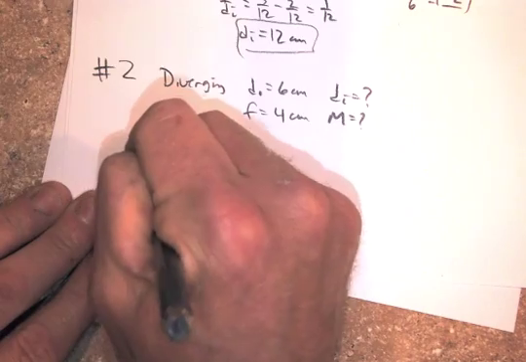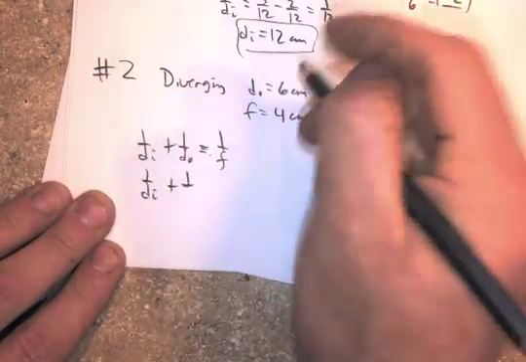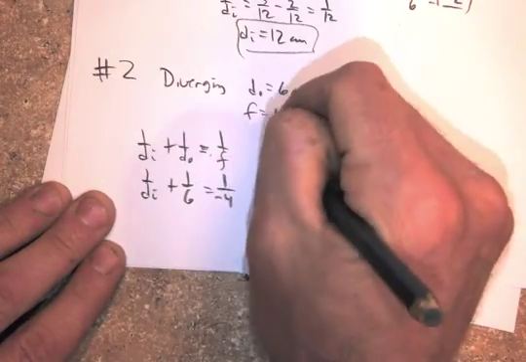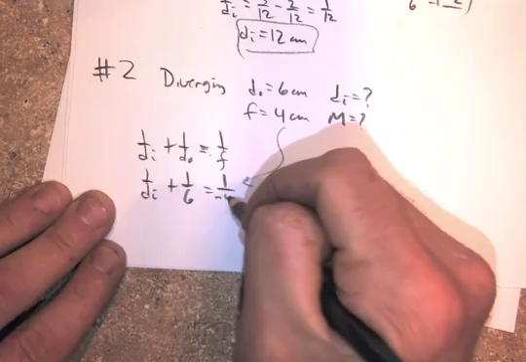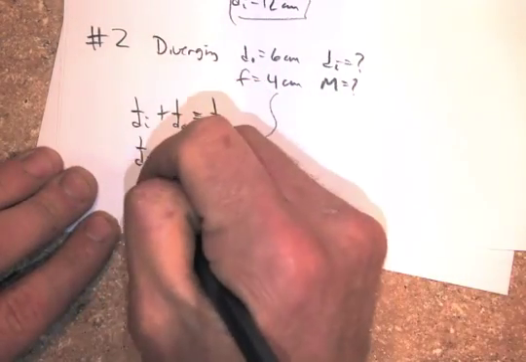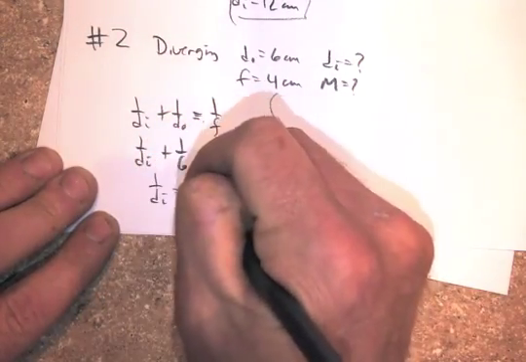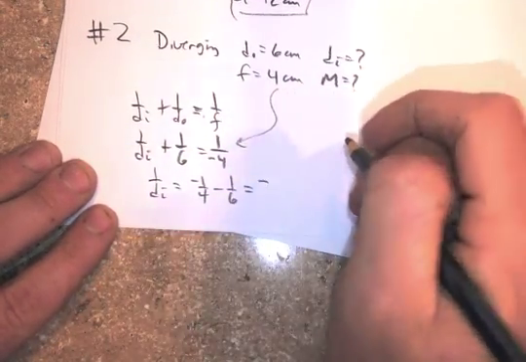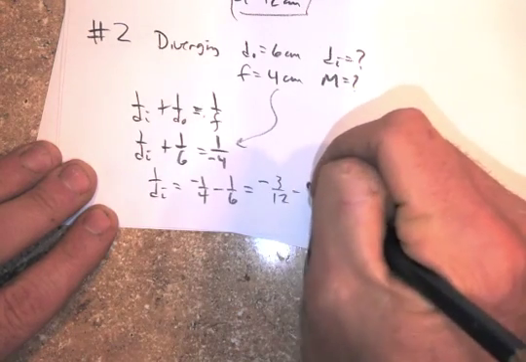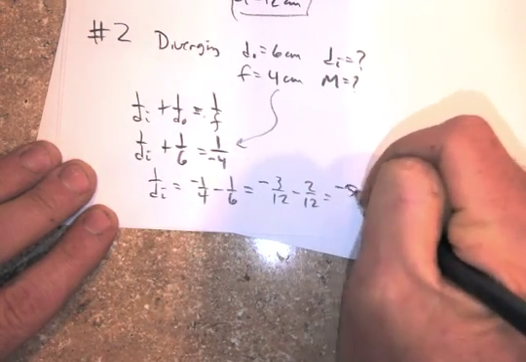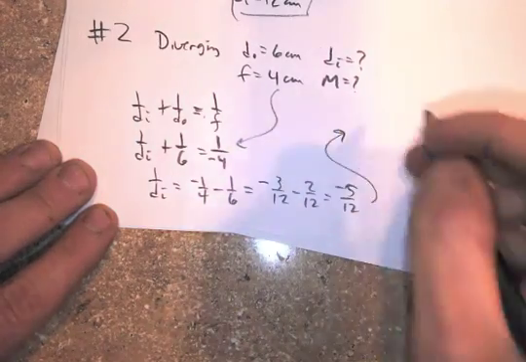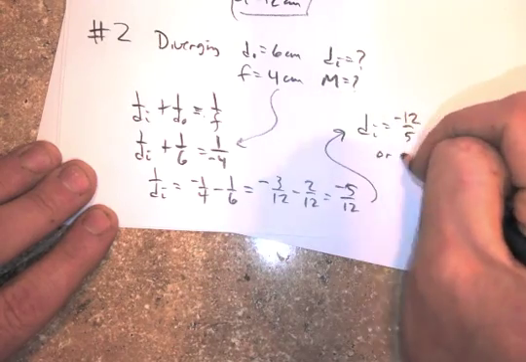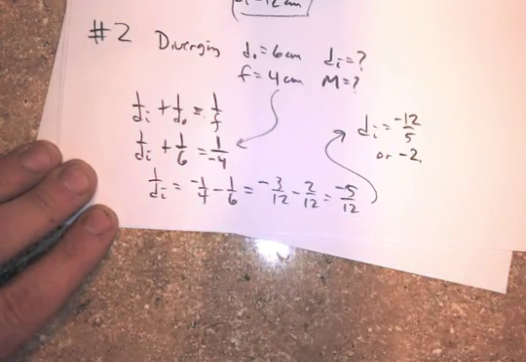All right, so 1 over di plus 1 over 6. In this case, f has to be negative. That's the only key. Because it's diverging, that's why I put negative 4 there. So I have to do negative 1/4 minus 1/6. So negative 3/12 minus 2/12. We're talking negative 5/12. So di is actually negative 12 over 5, or negative 2.4, right?